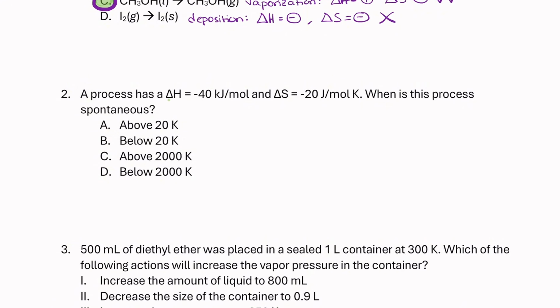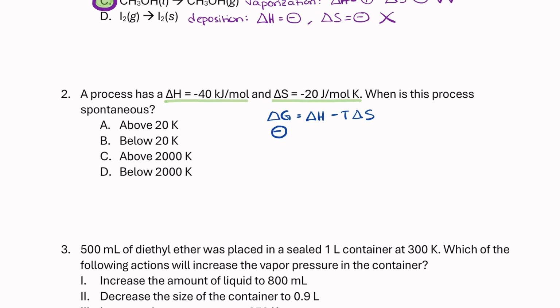Problem 2 says, a process has a delta H equal to negative 40 kilojoules per mole and a delta S equal to negative 20 joules per mole Kelvin. When is this process spontaneous? Remember, spontaneity depends on the Gibbs free energy equation, delta G equals delta H minus T delta S. For a process to be spontaneous, delta G has to be less than 0.